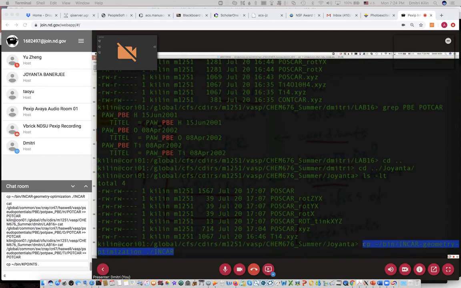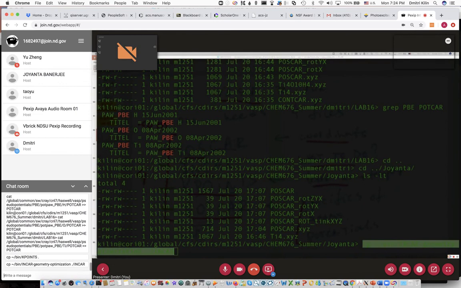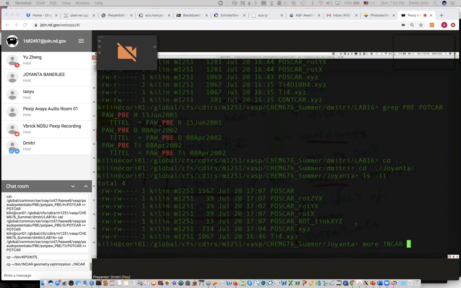Control-C. Control-V. And then create the POSCAR file by doing three commands one after another.